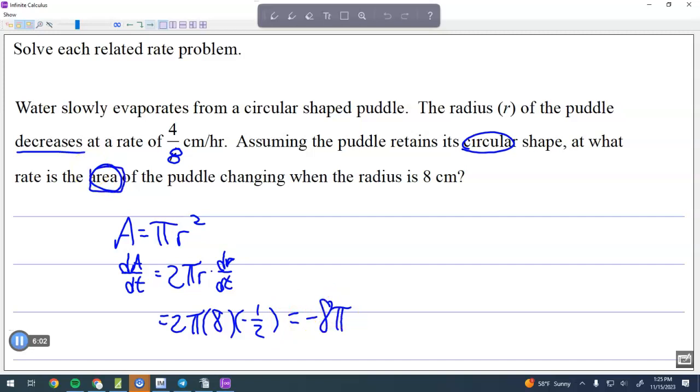Again, area is 2-dimensional, so it's centimeters squared per hour. Question on that one?